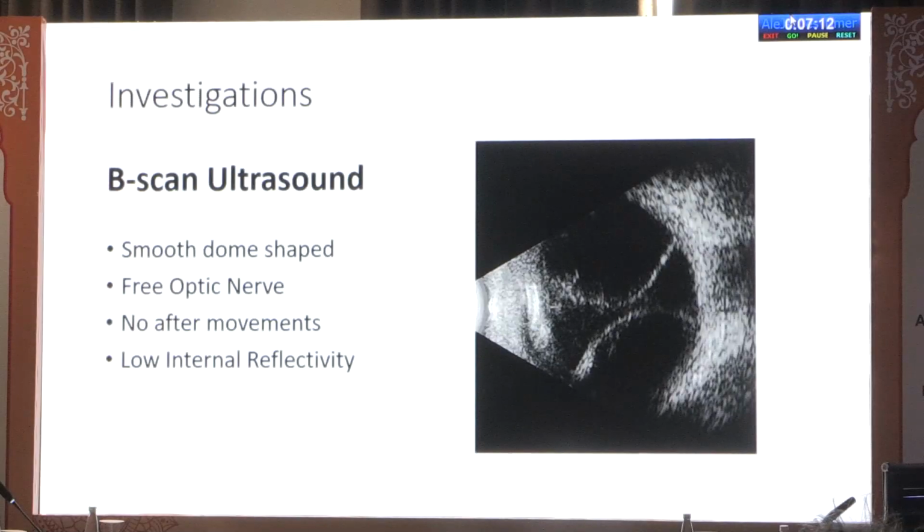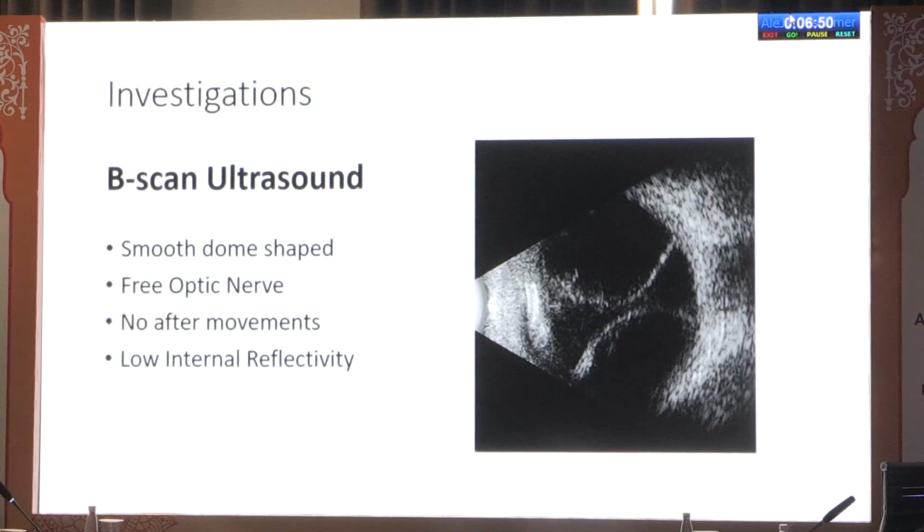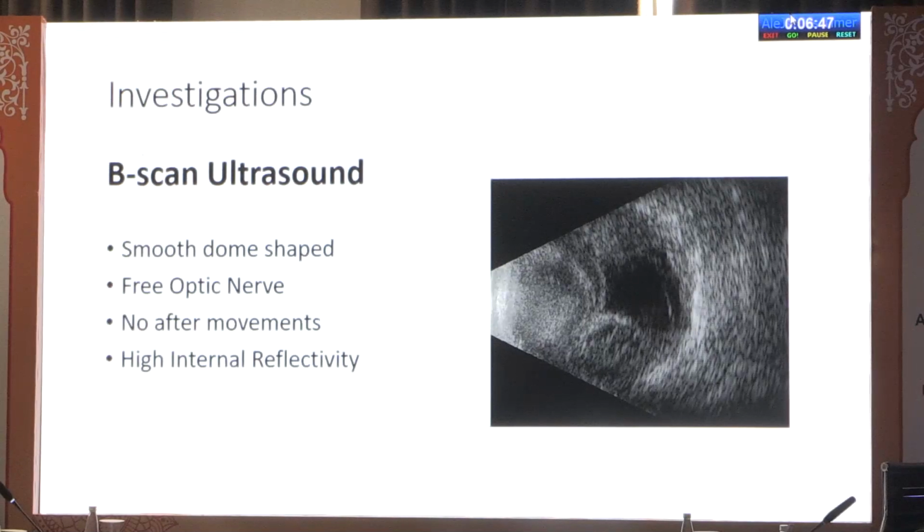The investigation that needs to be carried out is a B-scan ultrasound, which we need to differentiate between a serous choroidal detachment or a hemorrhagic choroidal detachment. So in a serous choroidal detachment, you'll see a smooth dome-shaped echo with a free optic nerve. The echoes will not be connected with the optic nerve. There will be no after movements and low internal reflectivity. Whereas in the hemorrhagic choroidal detachments, you see a very high internal reflectivity.